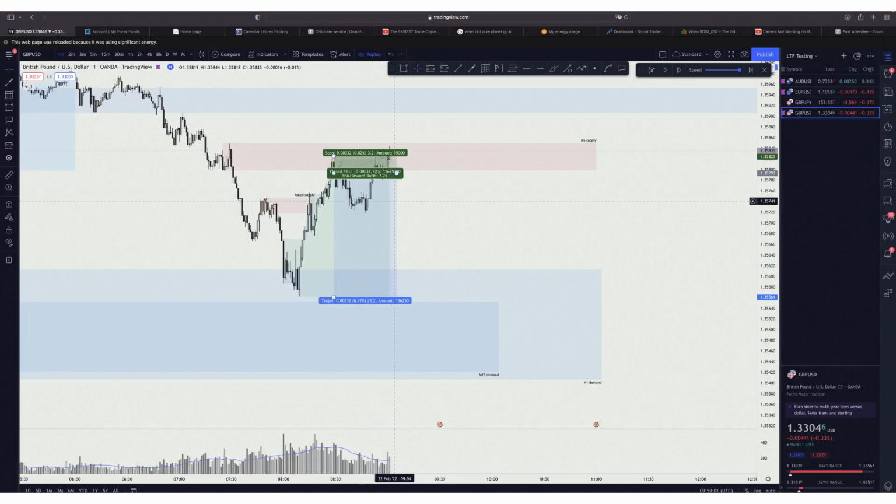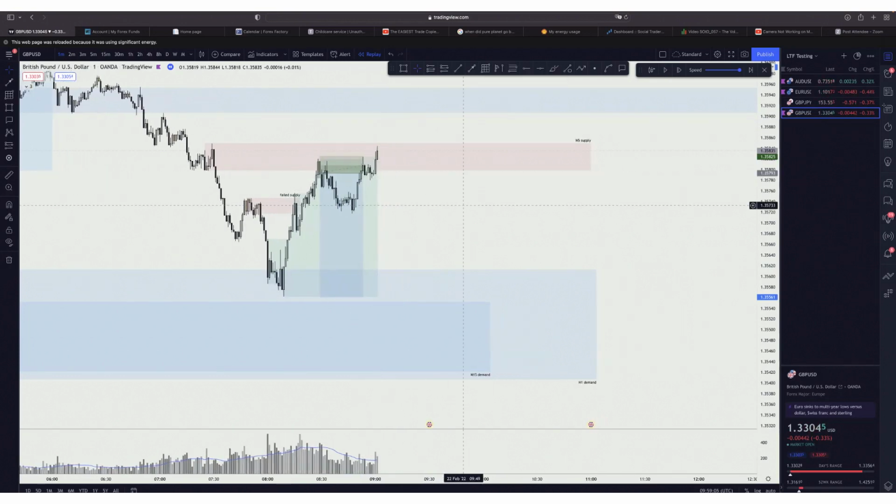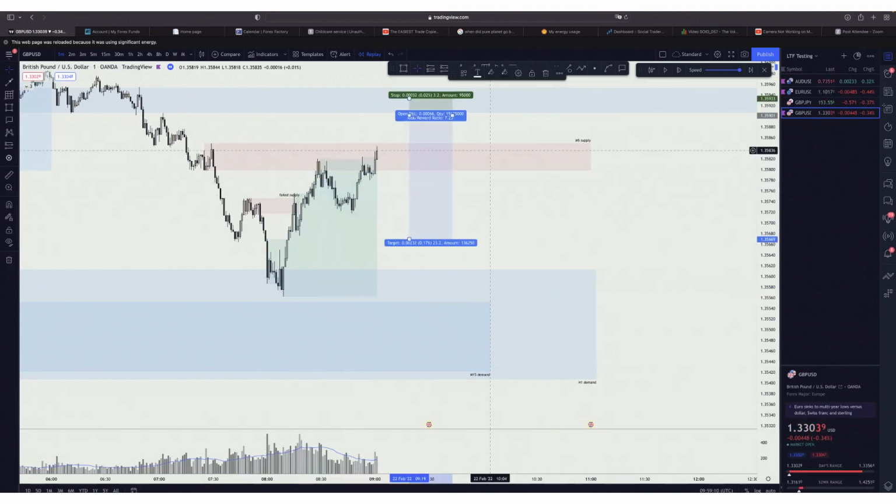Yeah, there we go. So let's just move that over there. It was reacting with the demand which broke the failed supply.